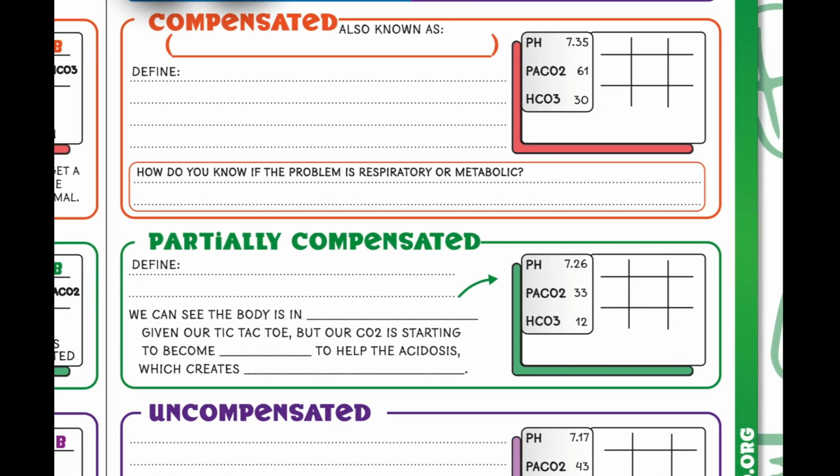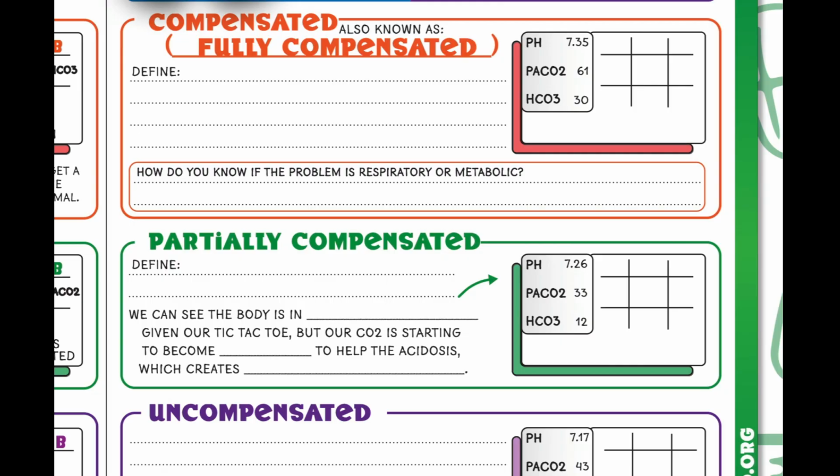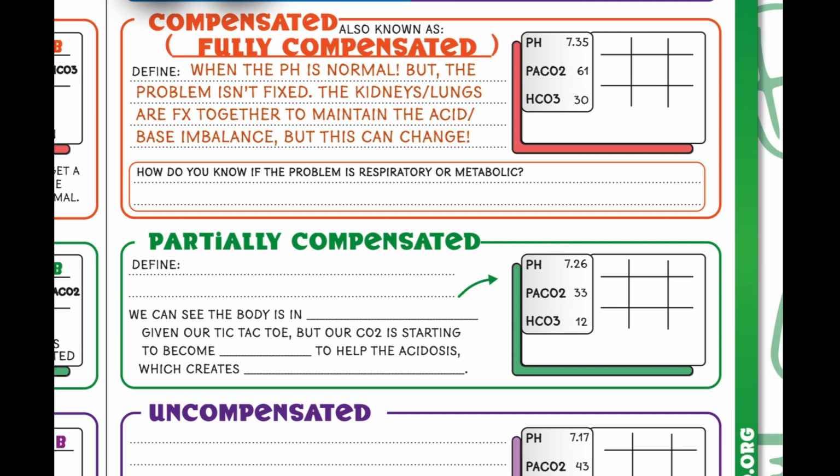So when we look at this page here, we can see that we have compensated, partially compensated, and uncompensated. So let's talk about the difference between all of these and how we read it. Compensated is also really known as fully compensated. So if we have a compensated patient, we're basically saying that they are fully compensating and their body is bringing them back to that homeostasis. So compensated or fully compensated is going to mean that our pH is normal, but our problem isn't fixed yet. The kidneys and lungs are functioning together to maintain the acid-base imbalance, but this can change.